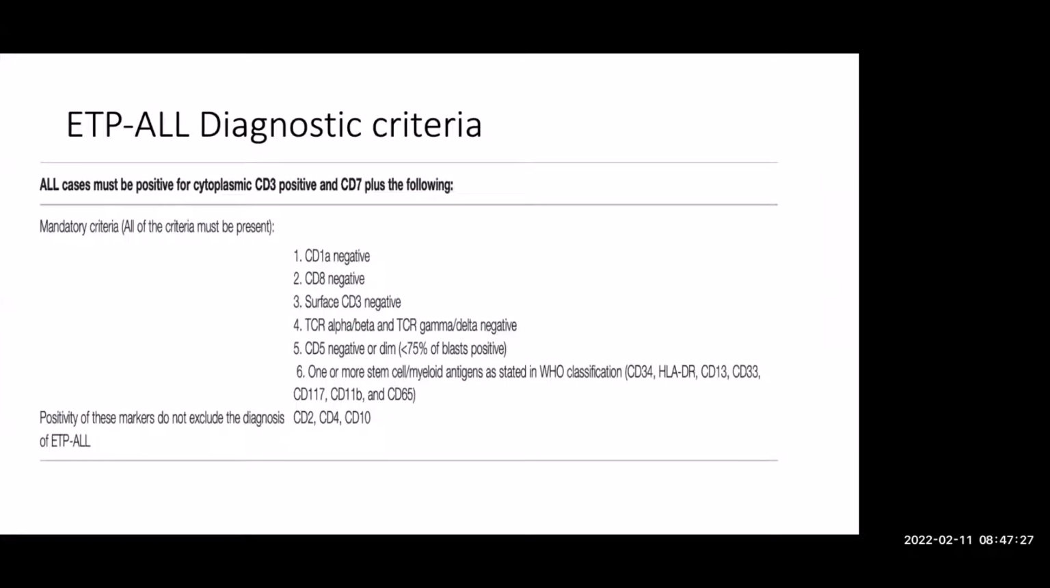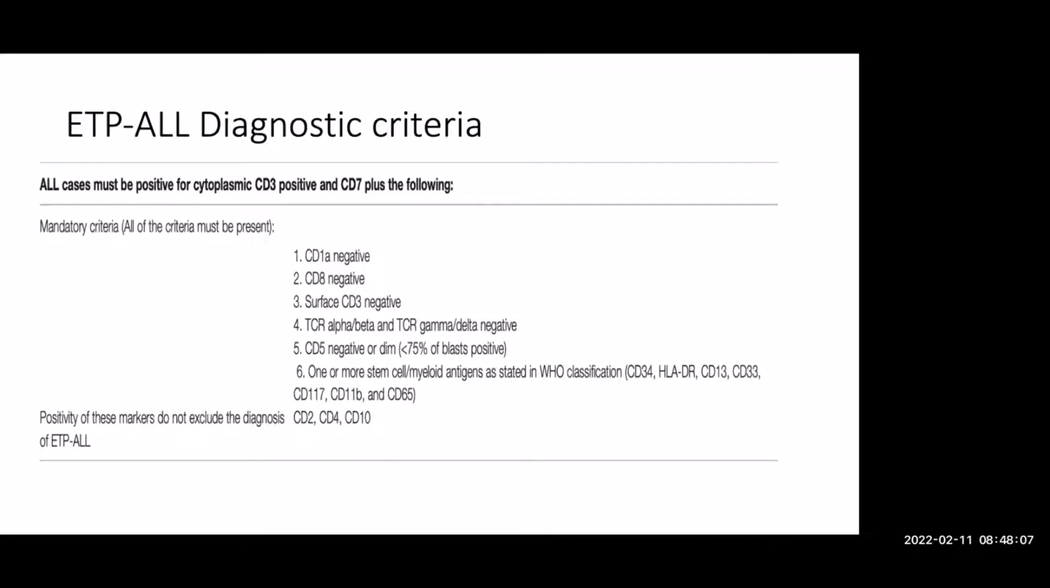Coming to the diagnostic criteria for ETP-ALL, as we had already seen, ETP-ALL arises from the cells which have just entered the thymus, and they arise from the double negative T cells. They lack the expression of CD8, and as these cells arise from the precursor double negative T cells, they lack the expression of CD1A, which is present in cortical T cells, and along with it, they should have one of the stem cell or myeloid antigens. As we already saw, these cells can differentiate into either myeloid or stem cells.